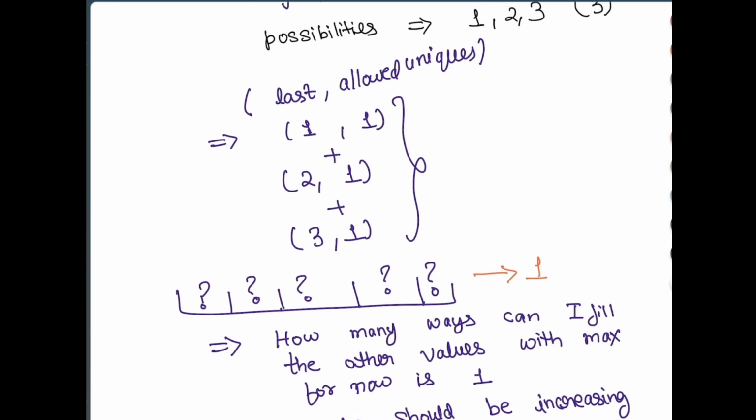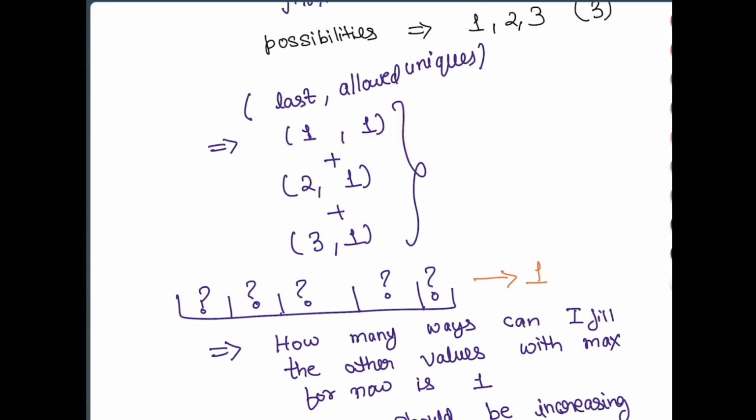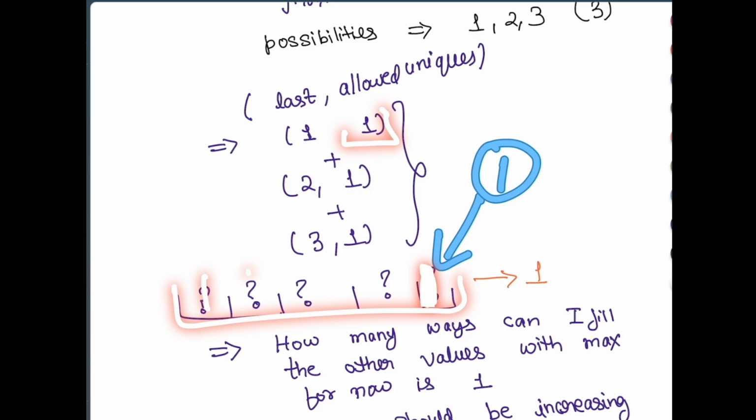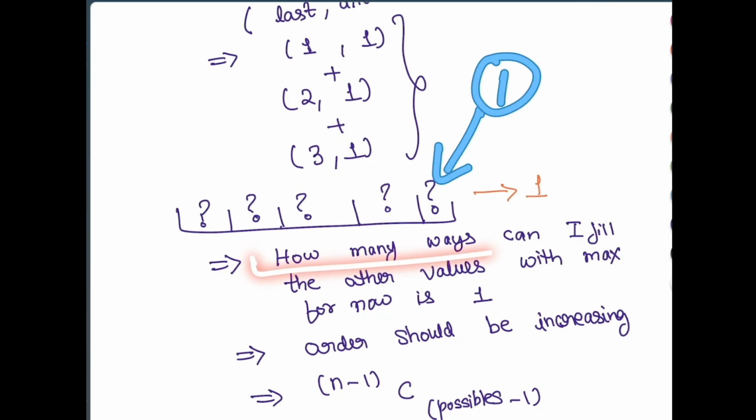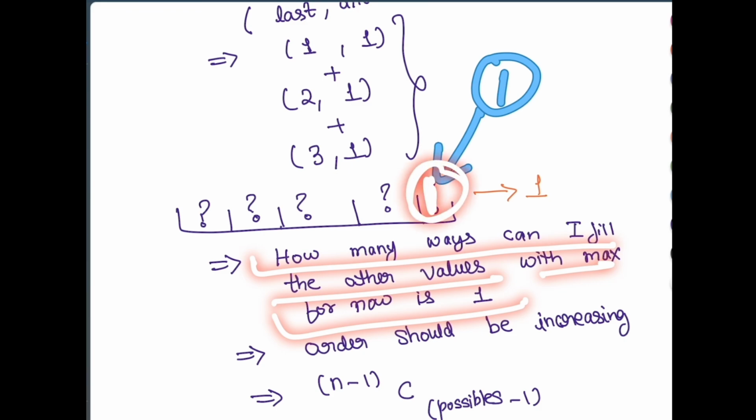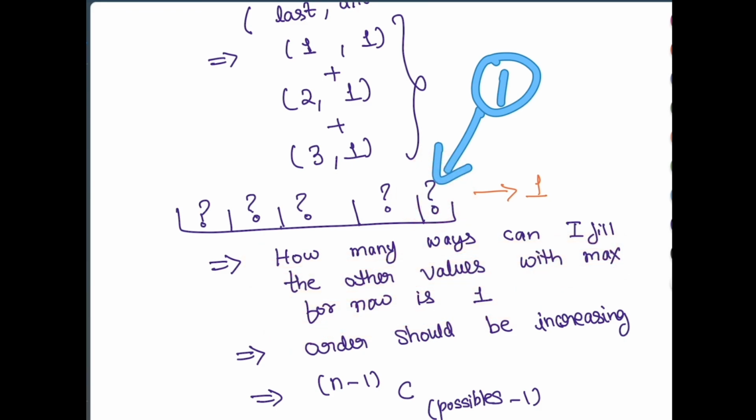So first of all, if I just say that I call this function with 1, 1, then my last element is fixed as 1. Okay, so this is 1 for now. Now if this is 1 and I am saying that I will just allow one unique value in my array, so what are the possibilities of other values in my array? So the question is, how many ways can I fill the other values with the maximum value for now being 1, right? Because the last value is always going to be the maximum, because the order of our array is non-decreasing. So this should be non-decreasing and not increasing, I would say, because the elements can be equal as well. So better I would say that the order of the elements is going to be non-decreasing.